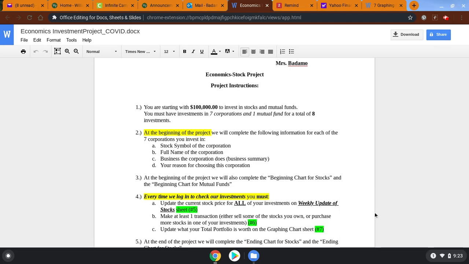Today, like I said, we're going to talk about the next part of the project, sheets number 5, 6, and 7: the weekly updates of your stock prices, the transaction sheets, and then how you're tracking your stock's performance in the total portfolio sheet, which is graphing chart sheet number 7, which was a separate file, right?